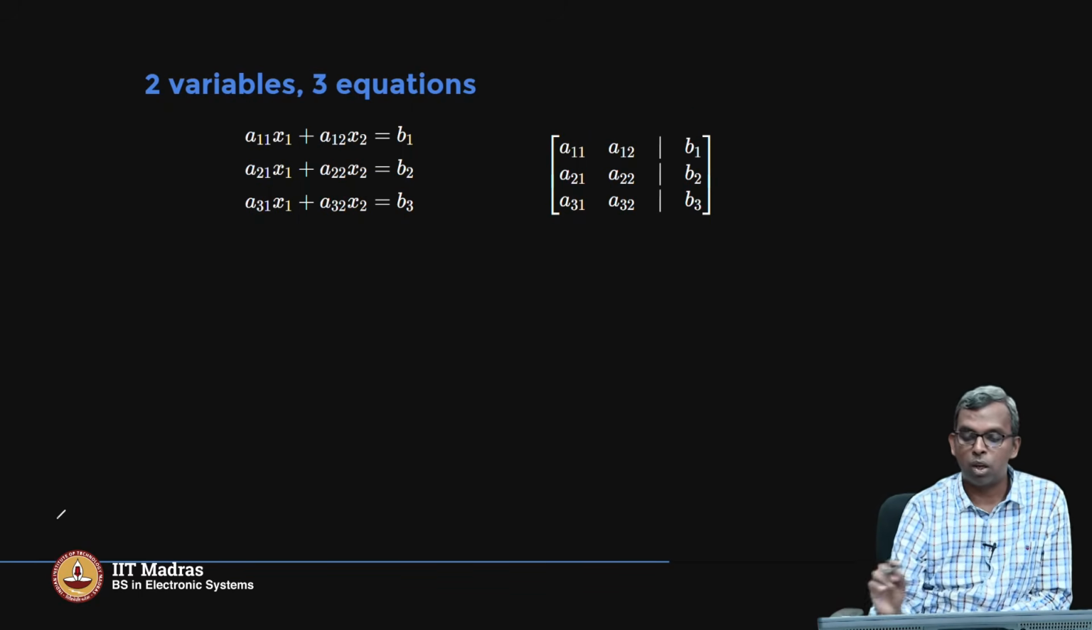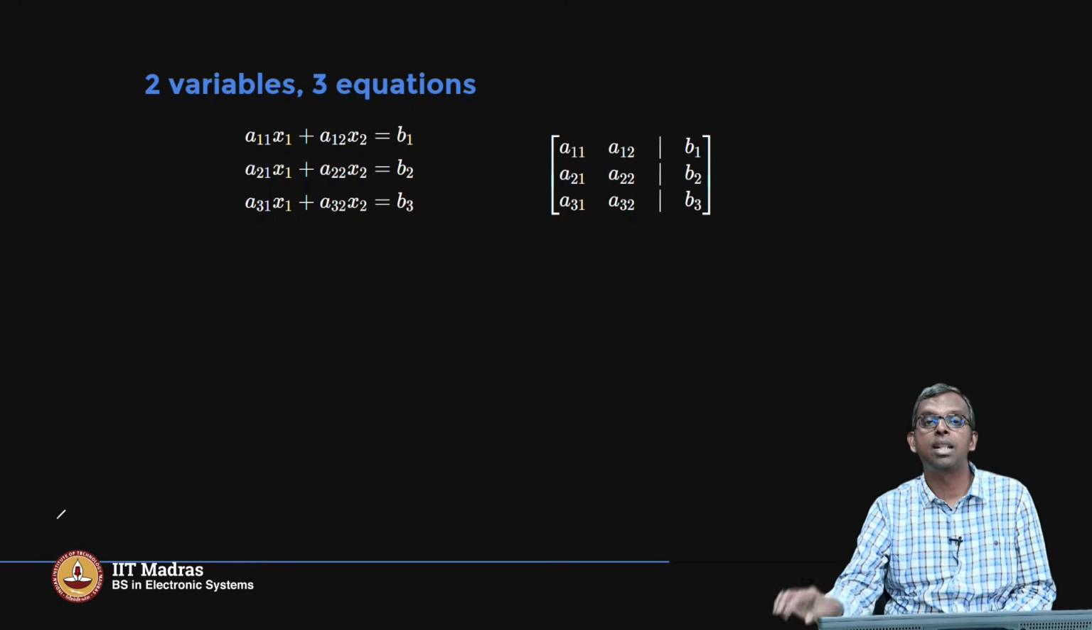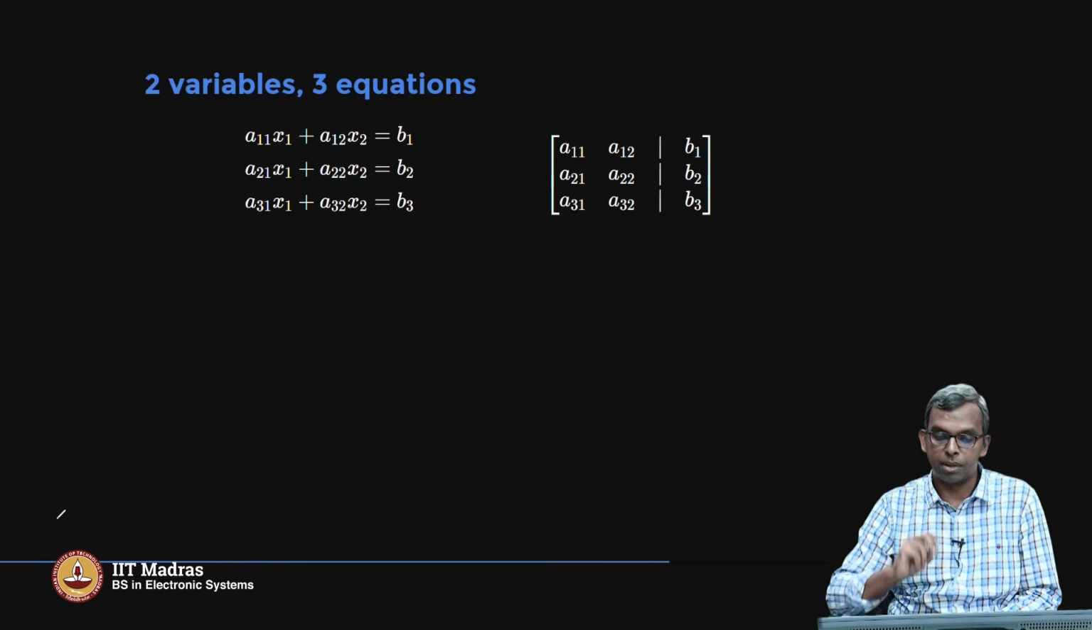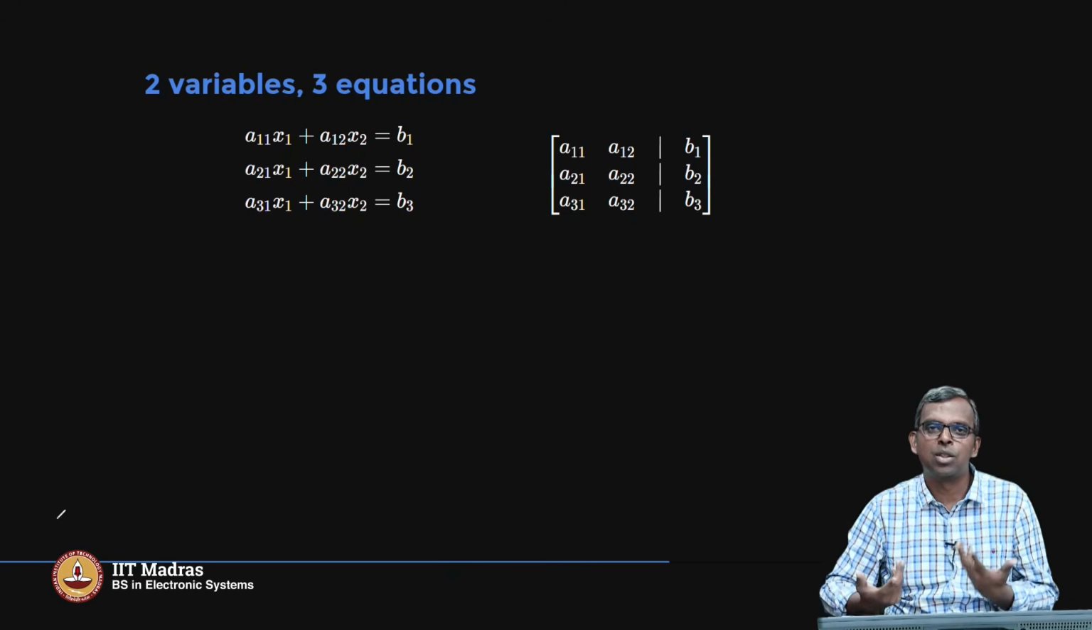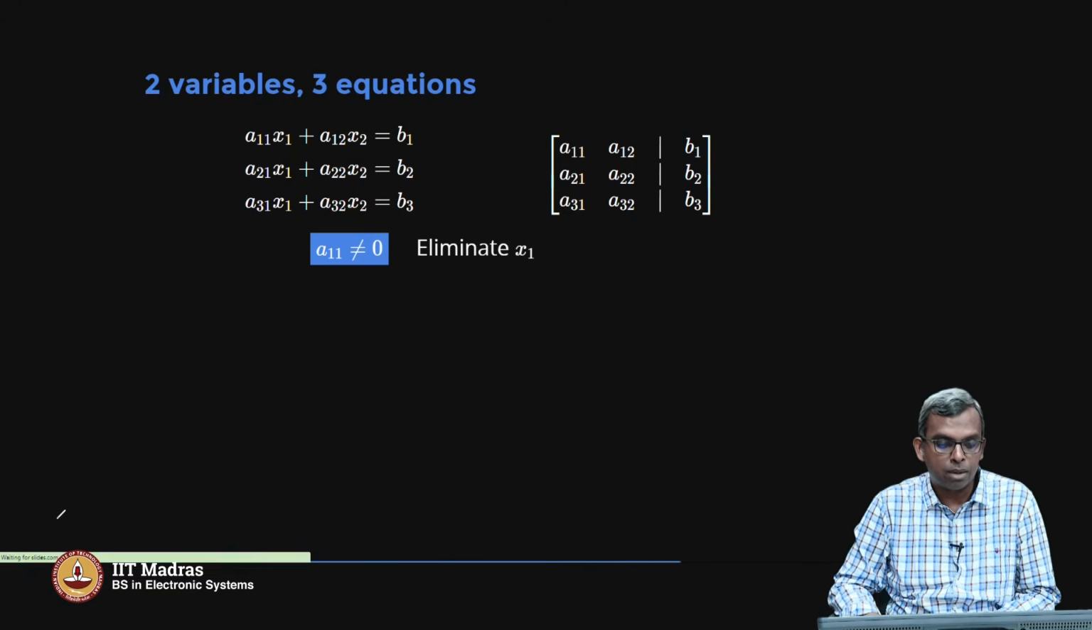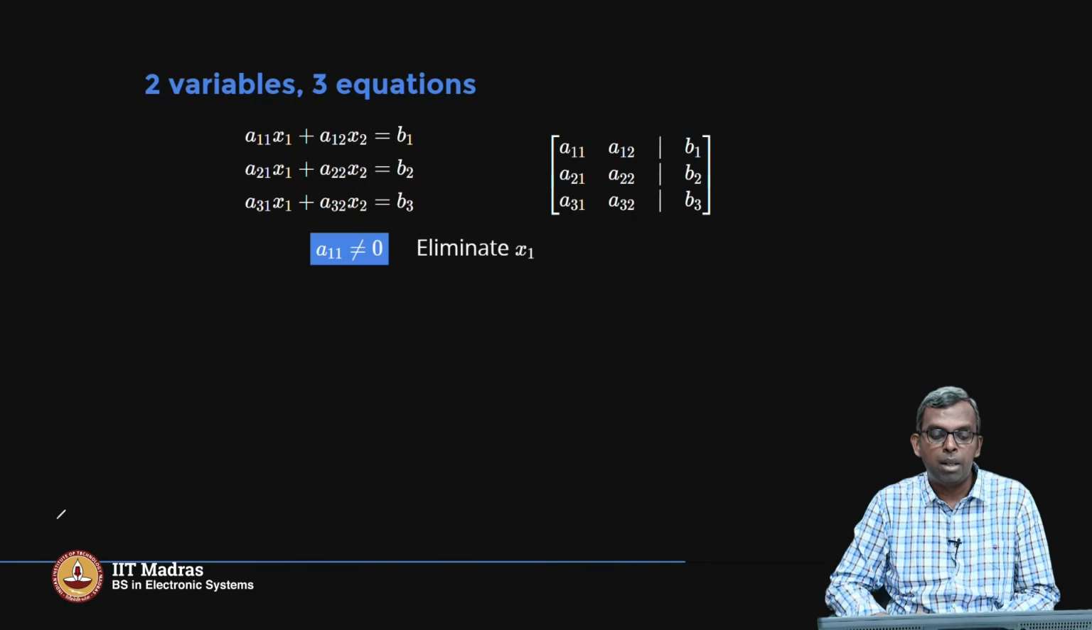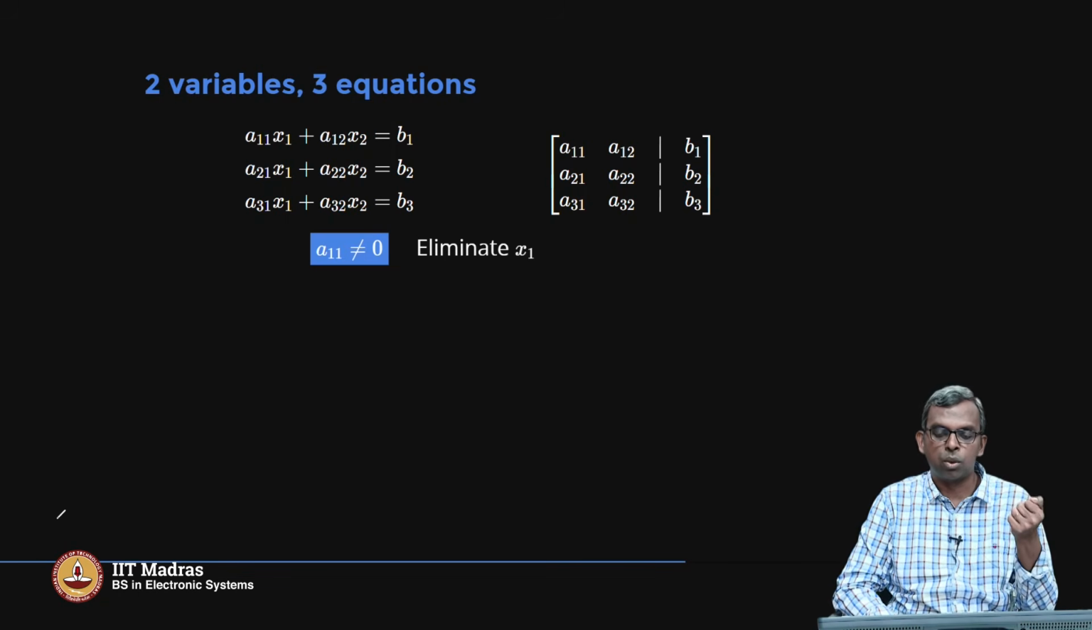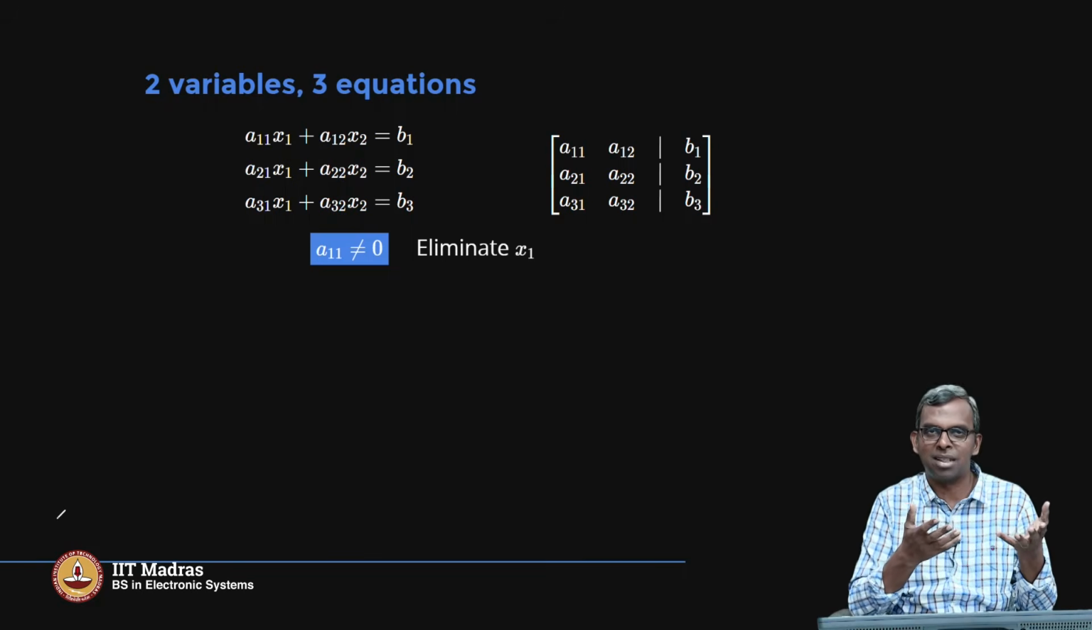Okay, so I hope this is clear. So I have 3 equations, 3 linear equations in 2 variables. Okay, so what is going to be my attempt? My attempt is always going to be to try and eliminate x1, and I will assume this a11 is not equal to 0. So I have been making these assumptions on not 0, etc. Later on we will see what to do if they end up being 0, right?